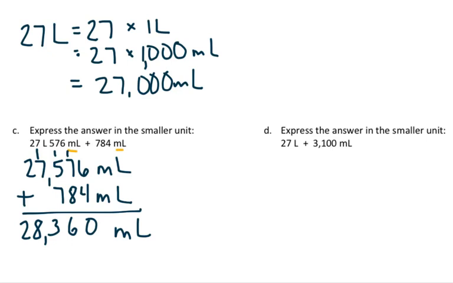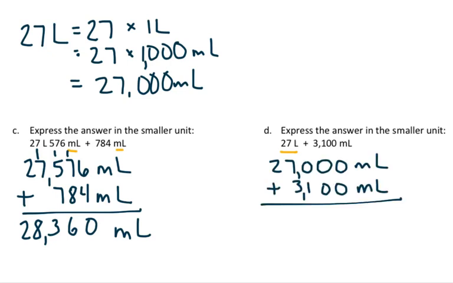So I'm looking at D, and D says express the answer in the smallest unit. Now this one is also using 27 liters, and I did the conversion over here, and I know that 27 liters is equal to 27,000 milliliters. So I'm going to write 27,000 milliliters, and I'm adding 3,100 milliliters. Okay, and that gives me a sum of 30,100 milliliters.